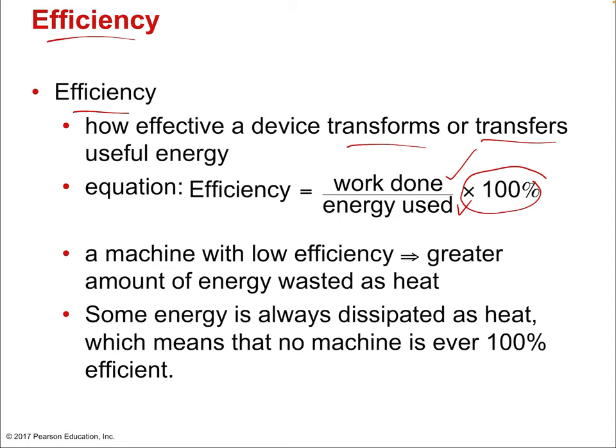A machine with low efficiency means that a greater amount of energy is wasted as heat. Some energy is always wasted, which we say is dissipated. It's impossible for that not to be the case. We'll talk about that when we get to the second law of thermodynamics, but not today. That means no machine can ever be 100% efficient.